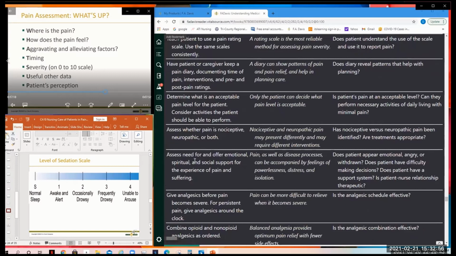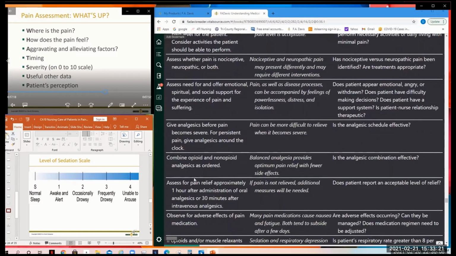Determine what is an acceptable pain level for the patient. Consider activities the patient should be able to perform. Only the patient can decide what pain level is acceptable. Is the patient's pain at an acceptable level? Can they perform necessary activities of daily living with minimal pain?